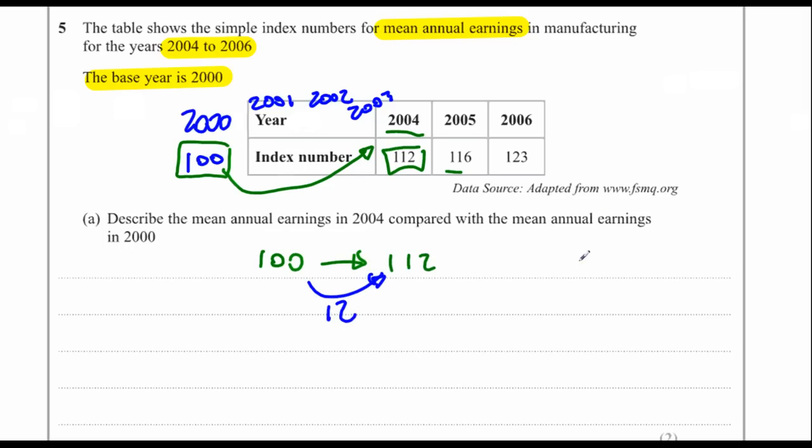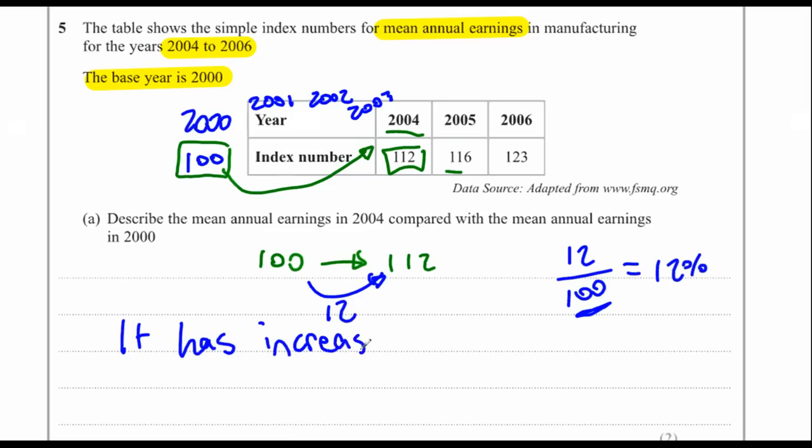Well, 12 what? It's gone up by 12 out of 100, and you should know if you have a fraction over 100, it's the same as percent out of 100. So the answer is it has increased by 12%. And that's 2 marks.